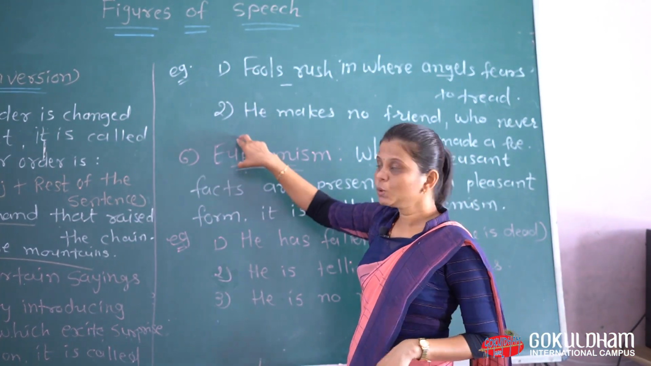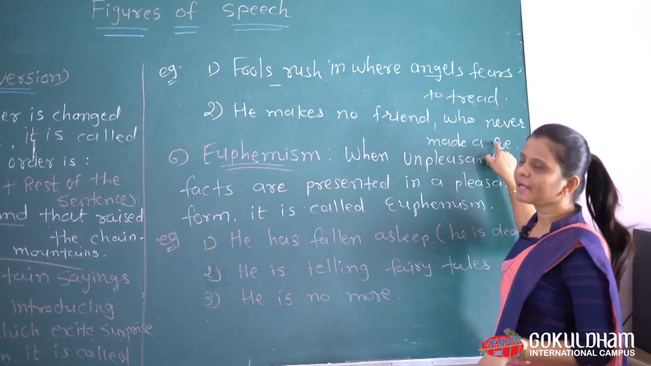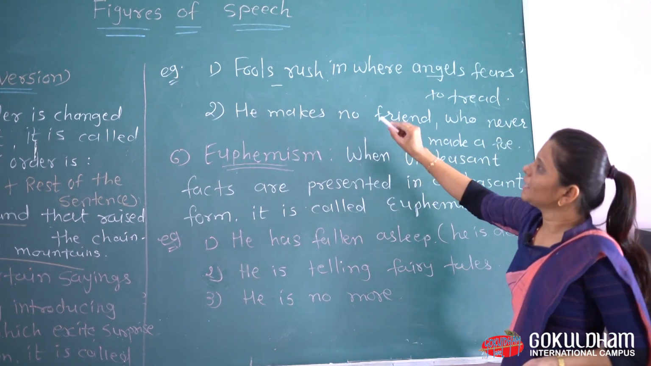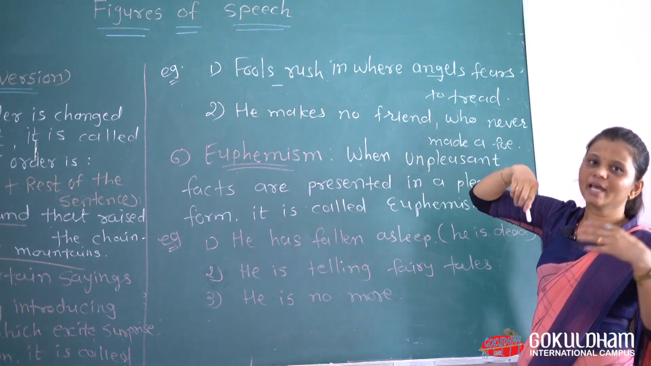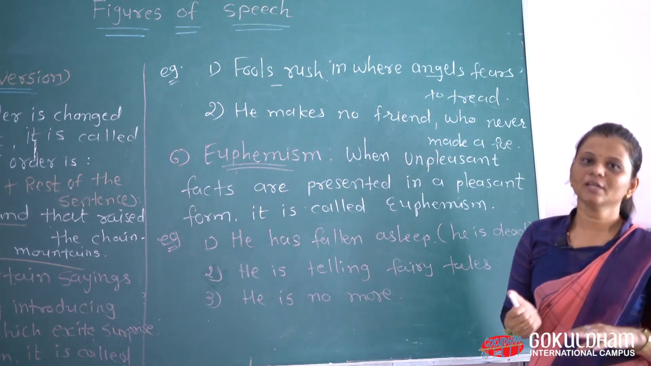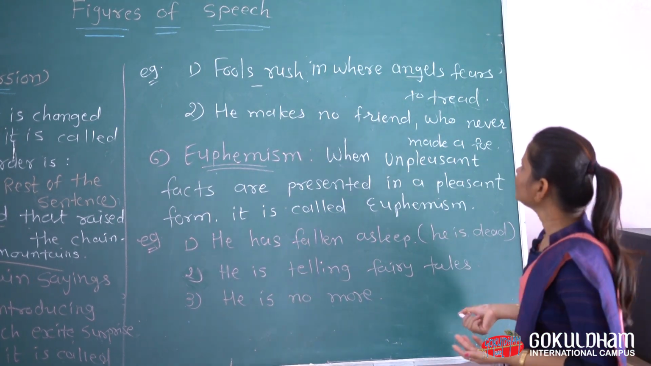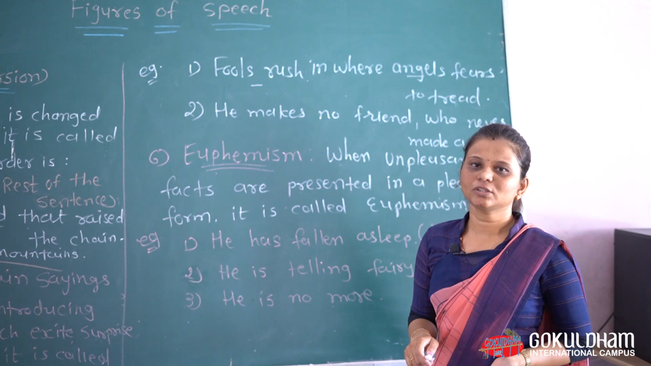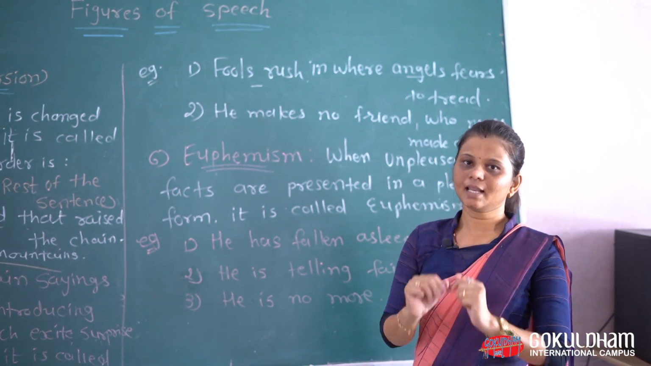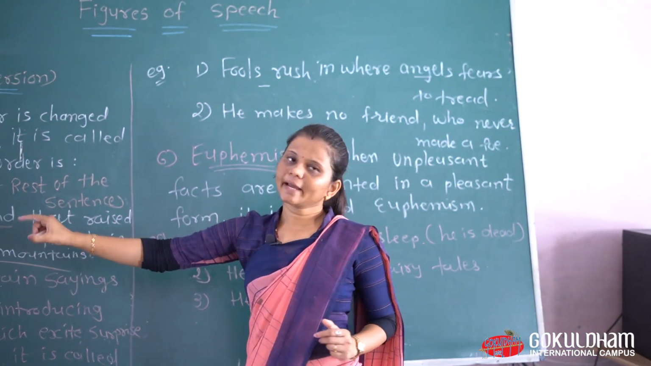The number 2, he makes no friend who never made a foe. This is also, if a person never makes a friend, if they have no foe. Foe means here enemy. If you have no enemy, you will not know who your friend is. Only the one who has an enemy can have a friend. This is also a kind of saying and some antithetical ideas or contrast. At that time, use epigram.